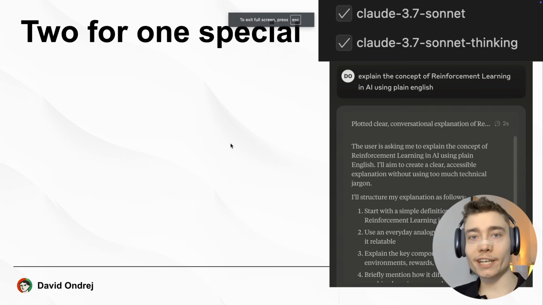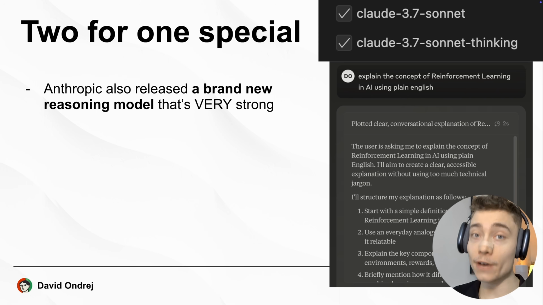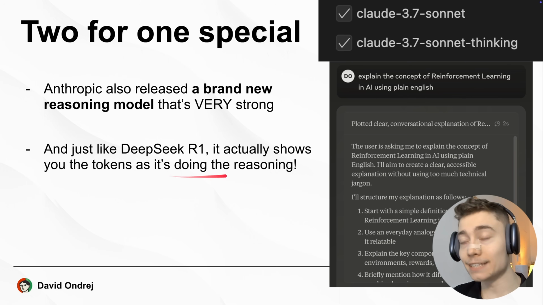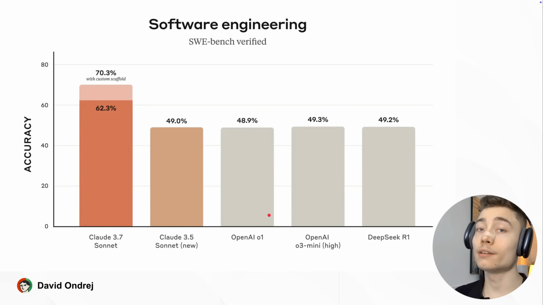Now actually, we're getting a 2-for-1 special, because Anthropic also released a brand new reasoning model that's very strong. And just like DeepSeek R1, it actually shows you the tokens as it's doing the reasoning. Alright, but how good are these new models really? Well, let's take a look.